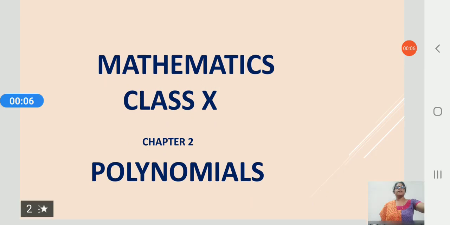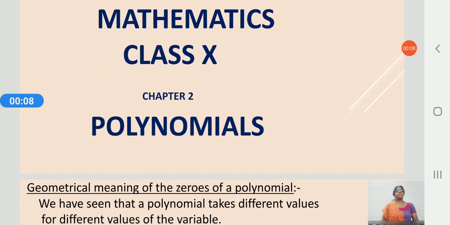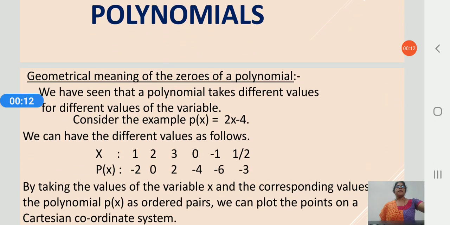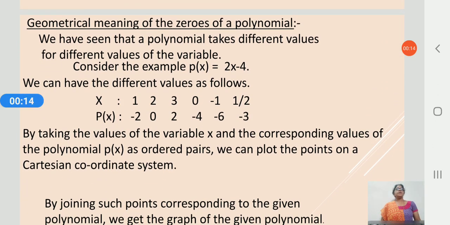Today we are studying about polynomials. What is the geometrical meaning of polynomials? Then we know the standard form of a linear polynomial is ax plus b, a not equal to 0. That is, the zero of the polynomial ax plus b is x equal to negative b by a.